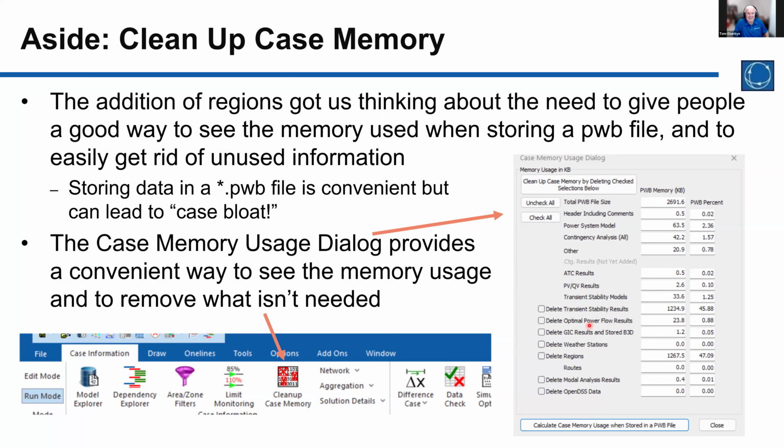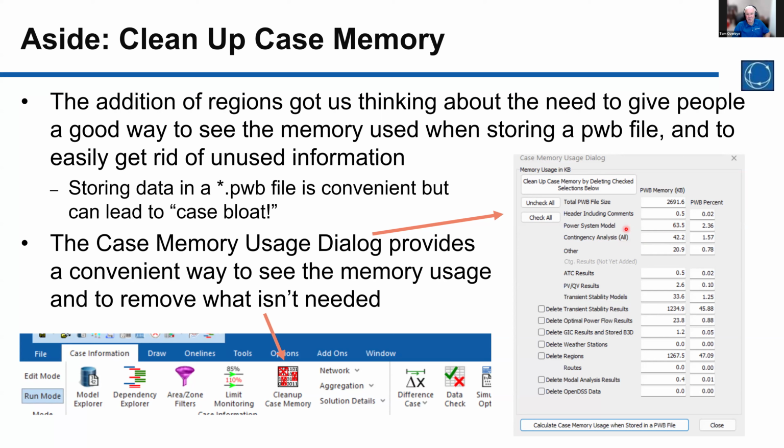And this is kind of to get rid of what we call case bloat, where you can just have a PWB that seems too big to be true, and it's because you've got extra information stored in it. This is an example that I will show in just a couple seconds to illustrate regions. And I did not even realize that I had transient stability data in this case, and I really didn't want transient stability data in this case. It actually has contingency analysis data, and I don't want that as well.